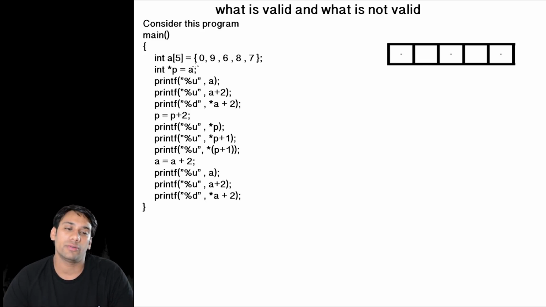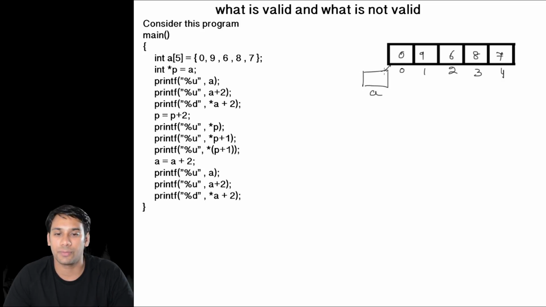Now here we have int A[5], which is storing the values 0, 9, 6, 8 and 7. These are index locations 0, 1, 2, 3, 4 and this is A. Let us suppose the base address of this array is 1000. Because it is an integer array, every index location will take 2 bytes. The address of this location will be 1002, then 1004, 1006, 1008. Okay, and this A is storing 1000.